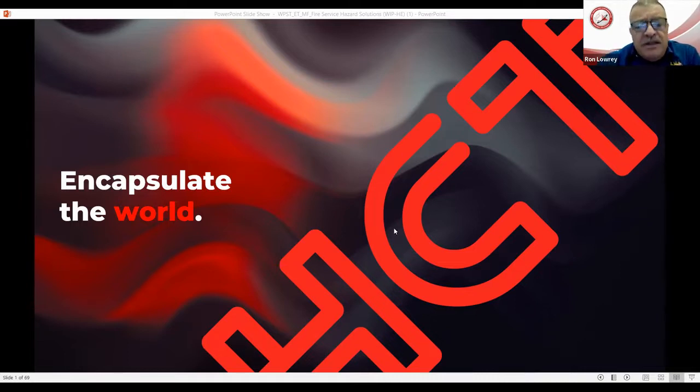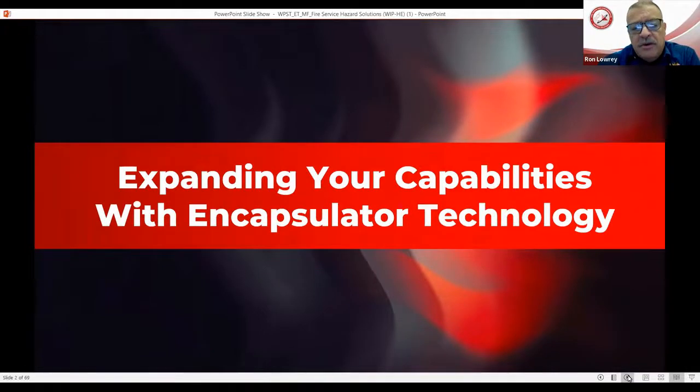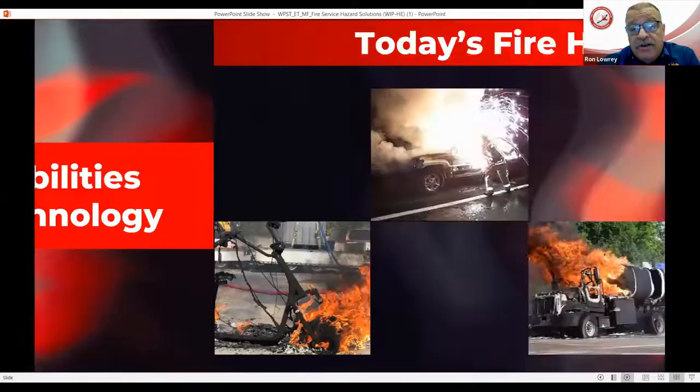So the presentation for today, we're talking about some of the new hazards, both, I would say, new and existing hazards that fire departments have been dealing with and are currently dealing with, and how we can handle those new hazards. So it's kind of expanding your capabilities with the use of encapsulator technology.